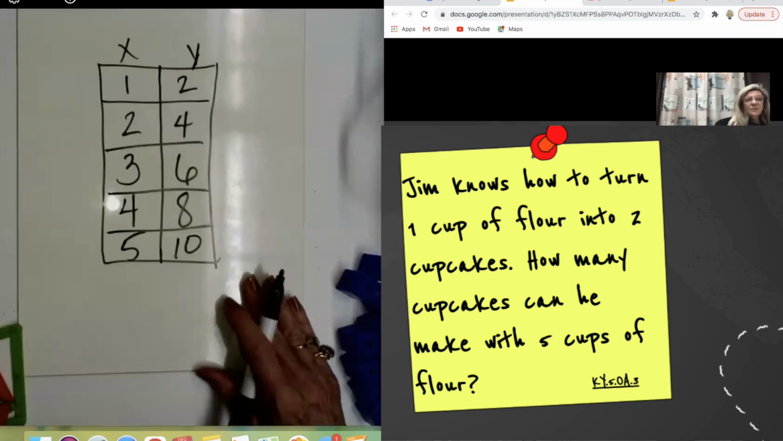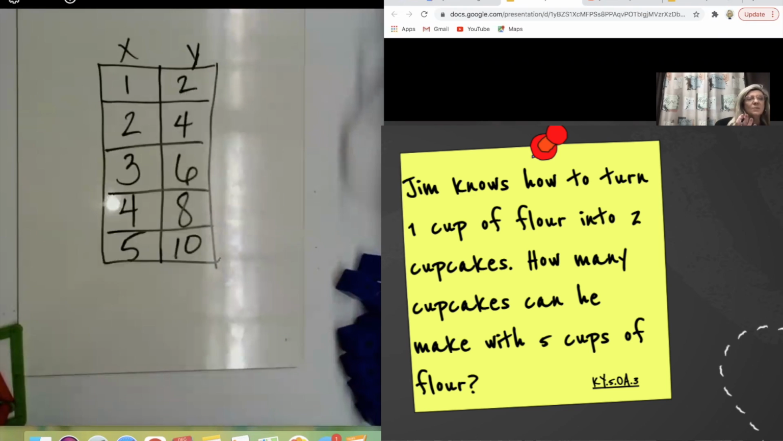So after you've done that, you got to talk about, okay, what was the rule here though? What is the rule? What are we doing each time? Multiples of 2. True. We're doing multiples of 2. What are we doing every time to X?